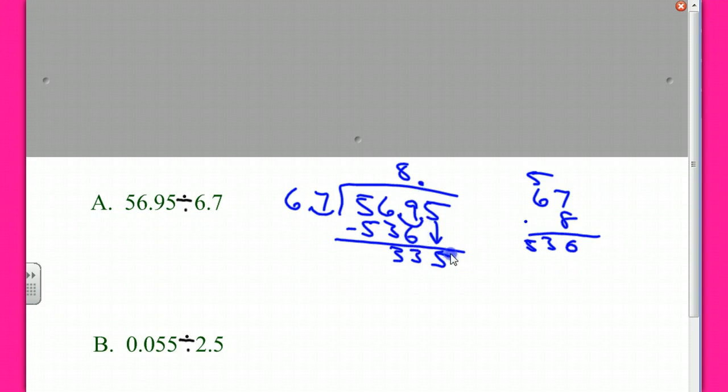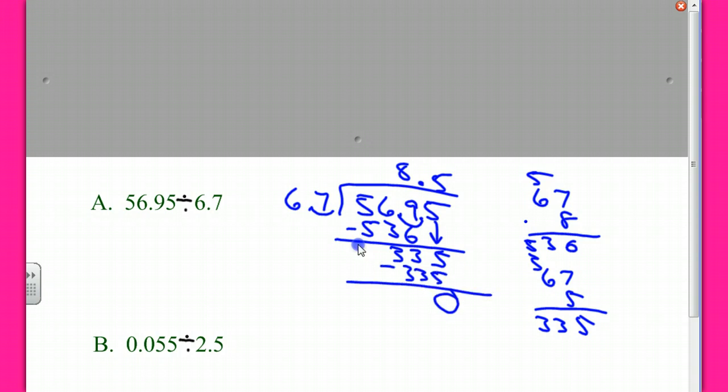Okay, so 335, what would your estimate be? Well, 5? Is it a perfect fit, 5? It is? Okay, so 5, and so he's done the math already. 7 times 5, 35, 6 times 5 plus 3 is 33, yay. No remainder, and there it is, 8.5.